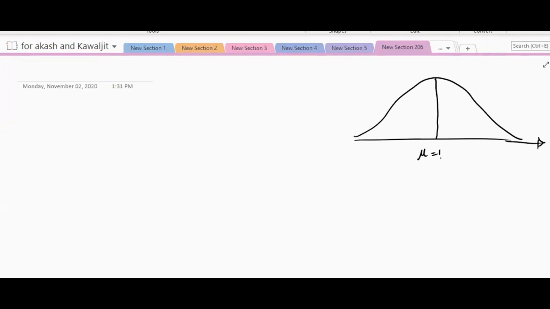Mean is 10, standard deviation is 2. What is the chance of something between 8.5 and 5.8?